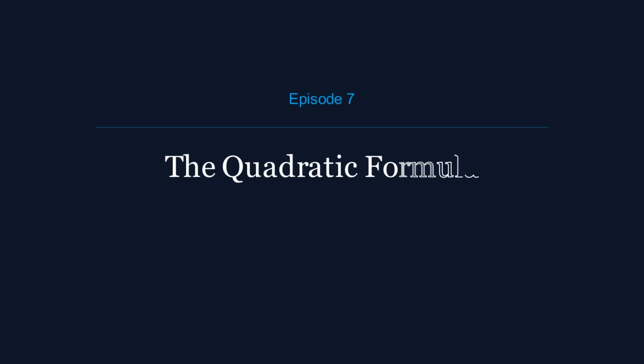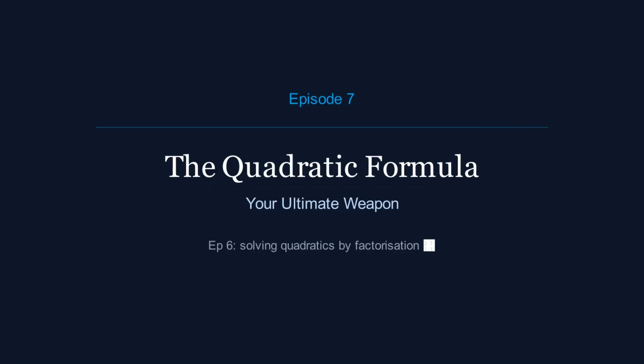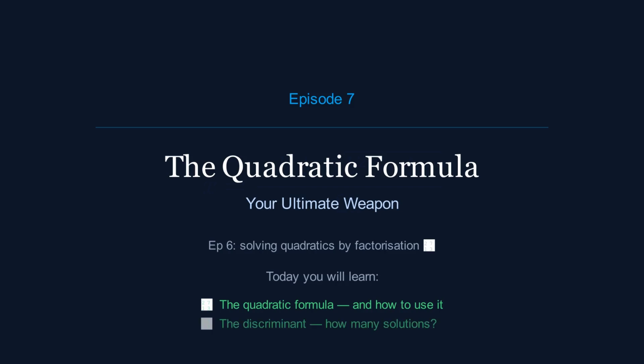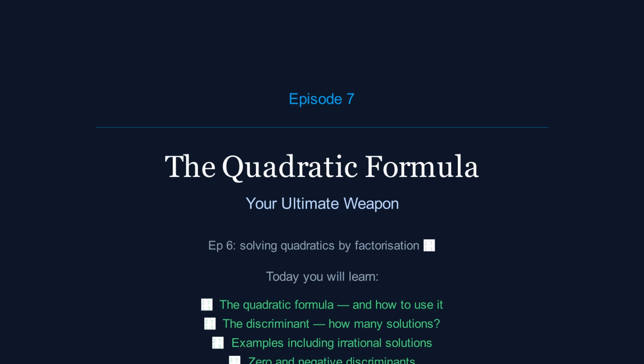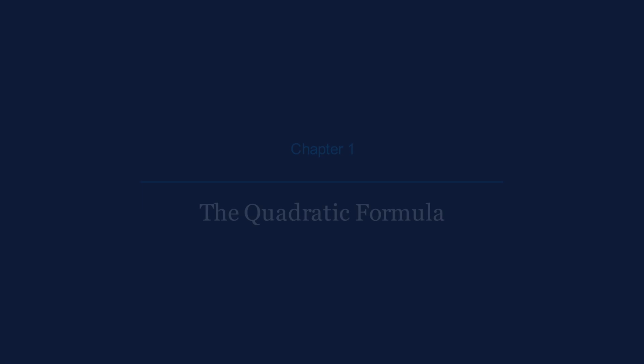In episode 6, we solved quadratic equations by factorizing, but what happens when factorizing doesn't work? That's where the quadratic formula comes in. It works for every quadratic equation, no matter how ugly the numbers are.